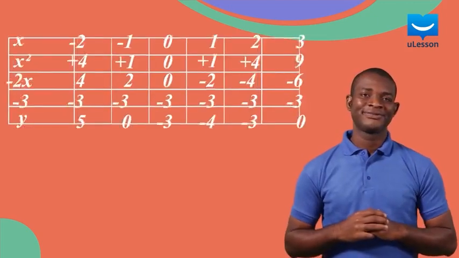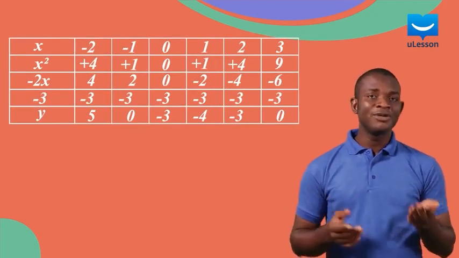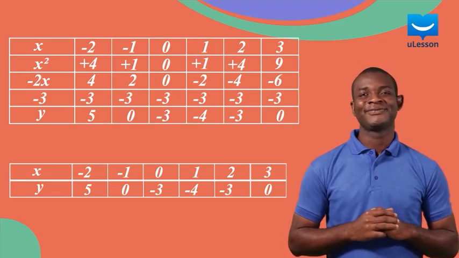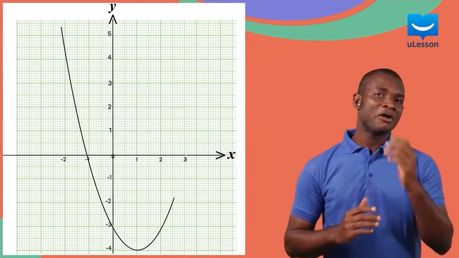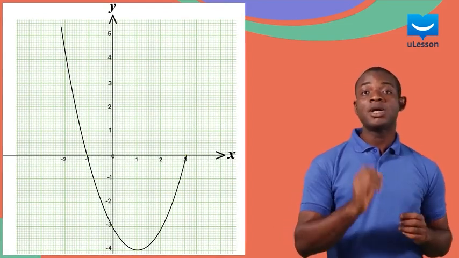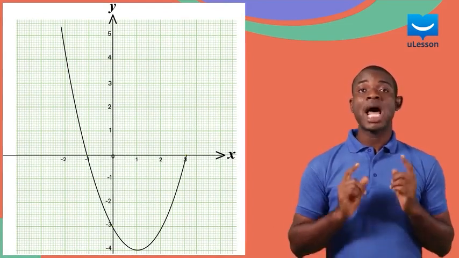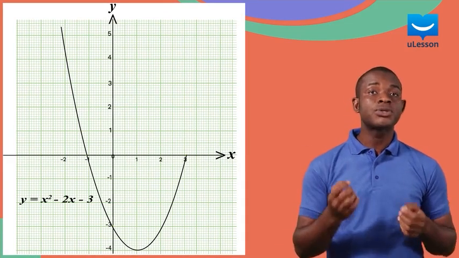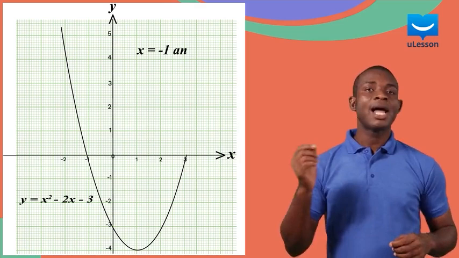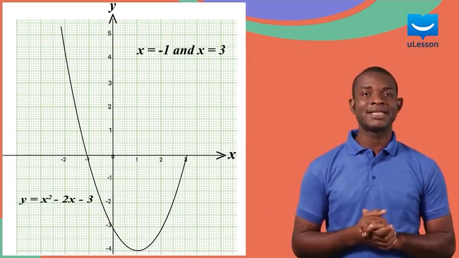So, the completed table looks like this. And our final table is this. Next, we plot these points just as we were taught in lessons on plotting the graph of a quadratic equation and get this graph. From the graph, we can see that the curve crosses the x-axis at points minus 1 and plus 3. Therefore, the roots of the equation are minus 1 and 3. It's as simple as that.